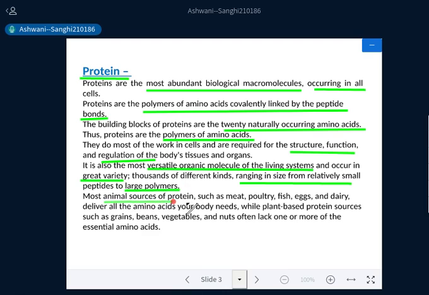Animal sources of proteins are meat, poultry, fish, egg and dairy products, while plant-based protein sources are grains, beans, vegetables and nuts, which often lack one or more essential amino acids.